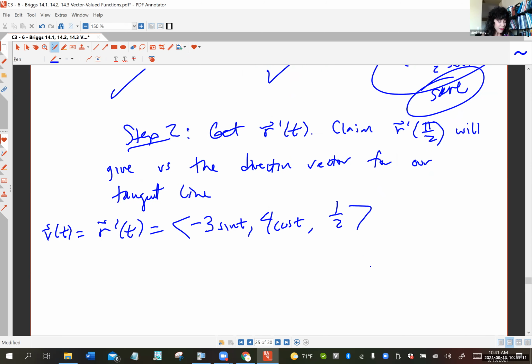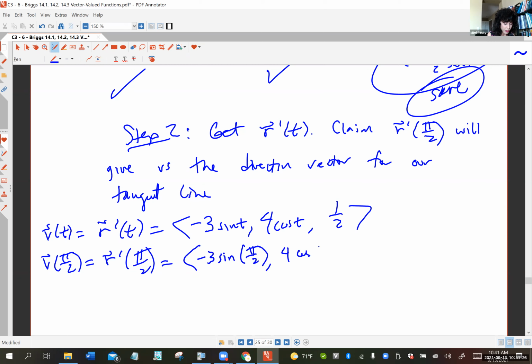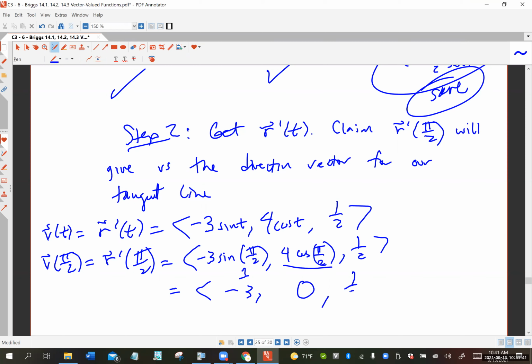But now I need to evaluate it at t equals pi halves because it's going to be affiliated with that position. So I'm just going to substitute t equals pi halves everywhere and see what constant vector I get. And that's going to be the direction vector for my line. Now, sine of pi halves, I believe, is 1. So negative 3 times 1 is negative 3. How about cos of pi halves? 0, and then a half.